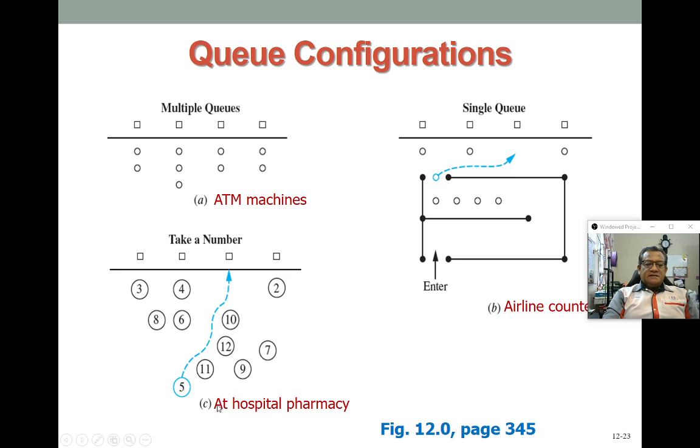And the third type is at a hospital pharmacy, in which you are given, I would say, a number. Okay, it is a serial number, right? You will be given a number, and you could sit here waiting until the number is called. If you are number 5, and your number is called, you go to the front, get your service and get your medication. So these are 3 types of normal queue configuration: ATM machine like, or airline counter like, or hospital pharmacy like approach.